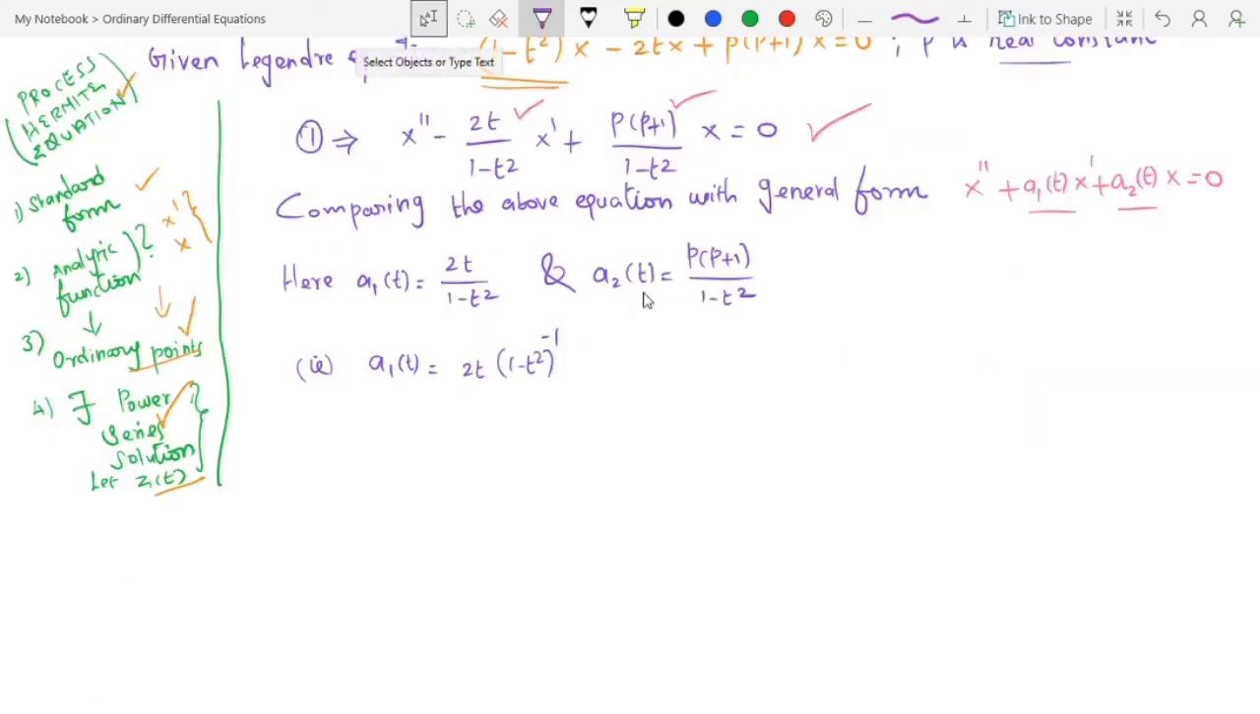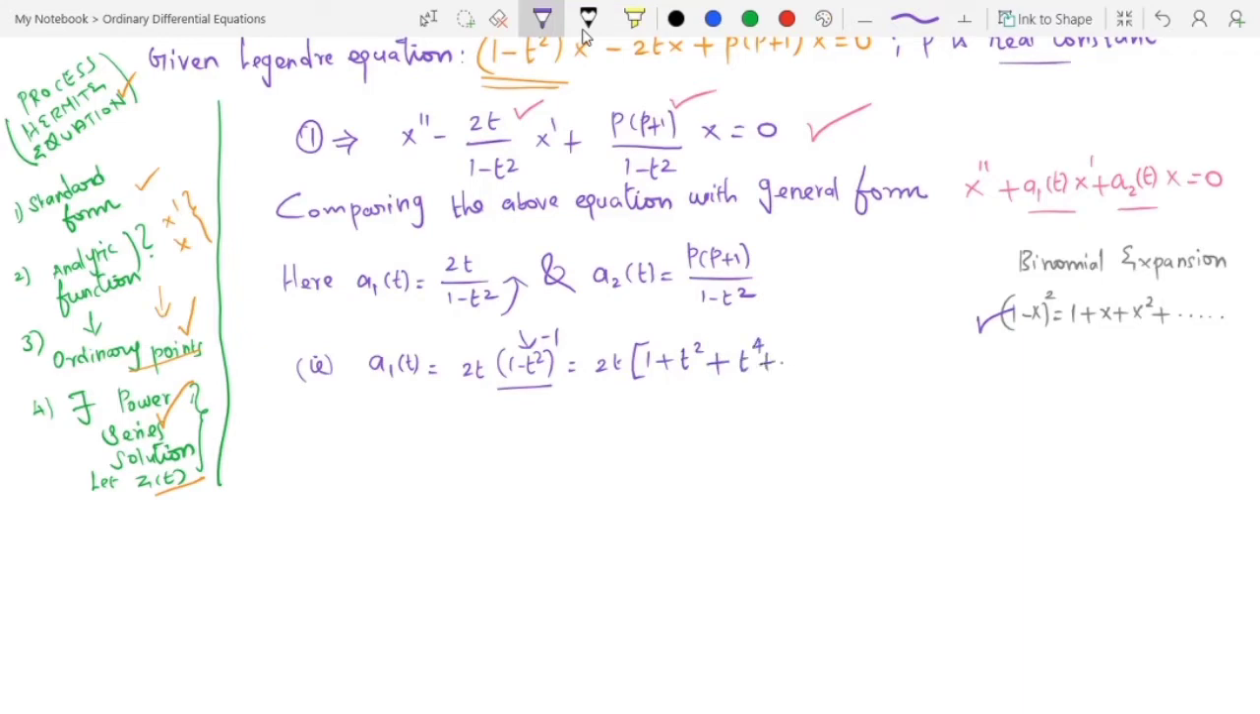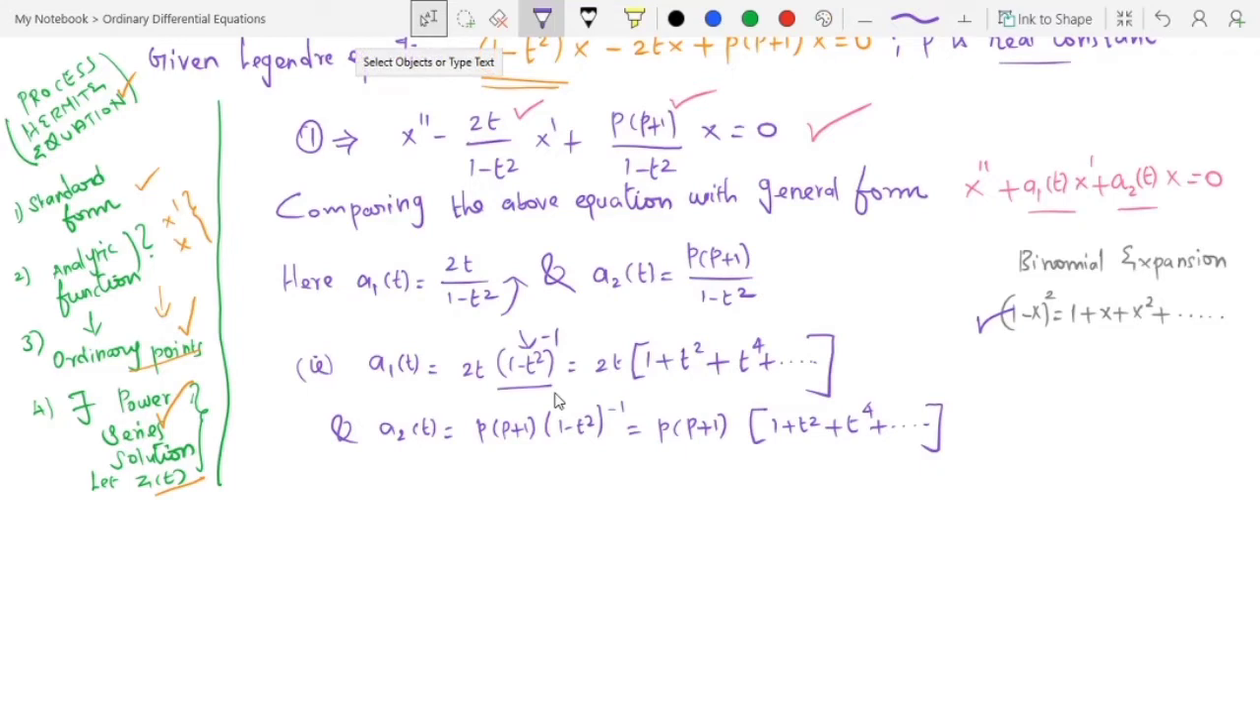That is, a1 of t is, bringing the denominator to the numerator, 2t into (1 minus t squared) the whole power minus 1. Use binomial expansion for this: (1 minus x) power minus 1 is equal to 1 plus x plus x squared and so on. So write it as 2t times (1 plus t squared plus (t squared) the whole squared plus and so on), since instead of x we have t squared. Similarly for a2 of t, p(p plus 1) into (1 minus t squared) the whole power minus 1, which can be expanded using binomial expansion.